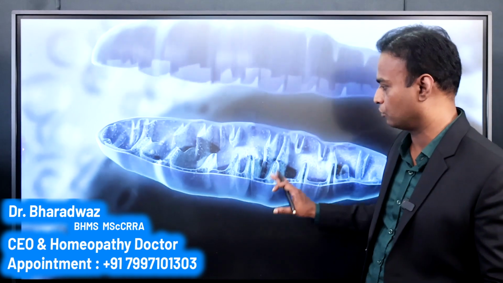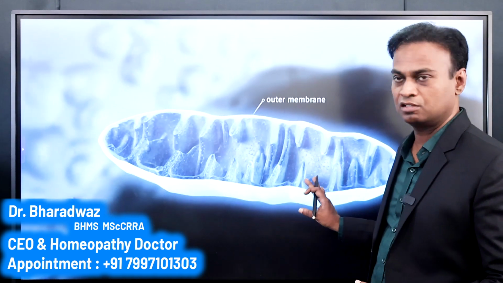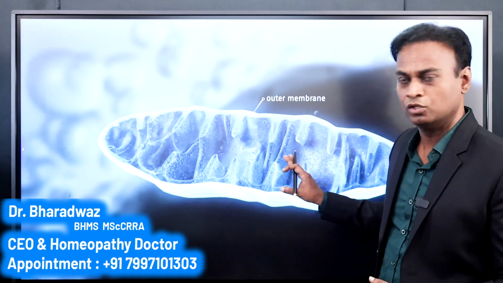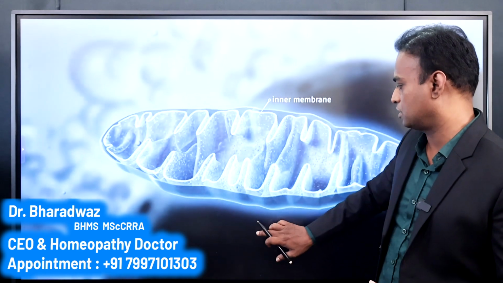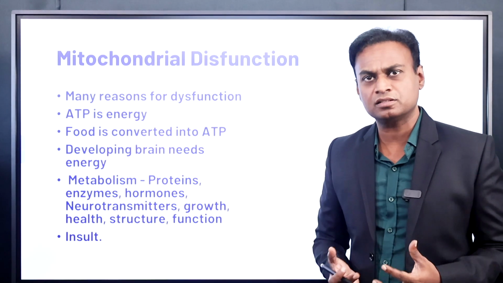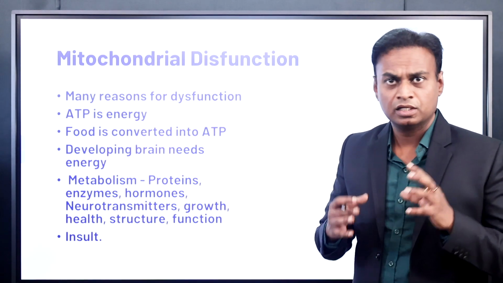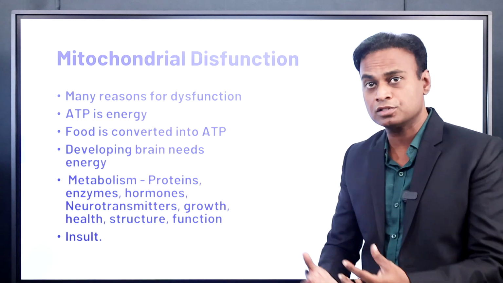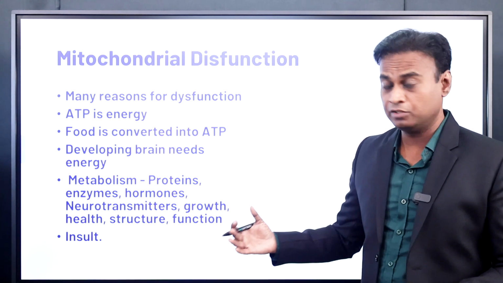This is mitochondria. This is the inside structure of mitochondria. I don't think we need to go deep into it. Then we go to our slide. Here comes the mitochondria. In autism kids, there are many reasons that can cause mitochondrial dysfunction. I have made a separate video on the causes of autism, so you can go to that video and watch it.